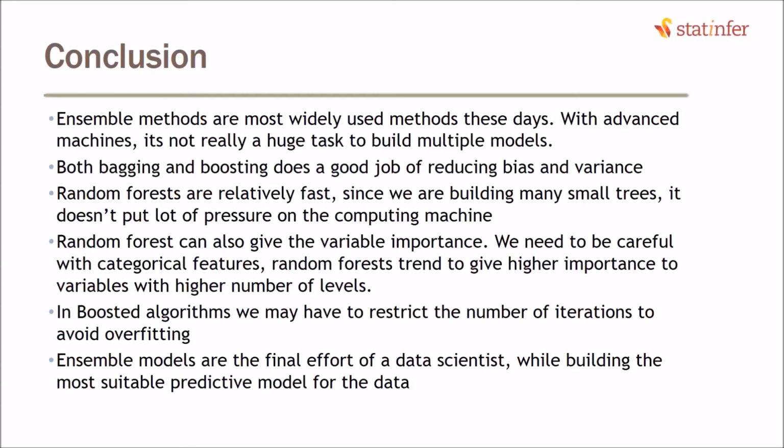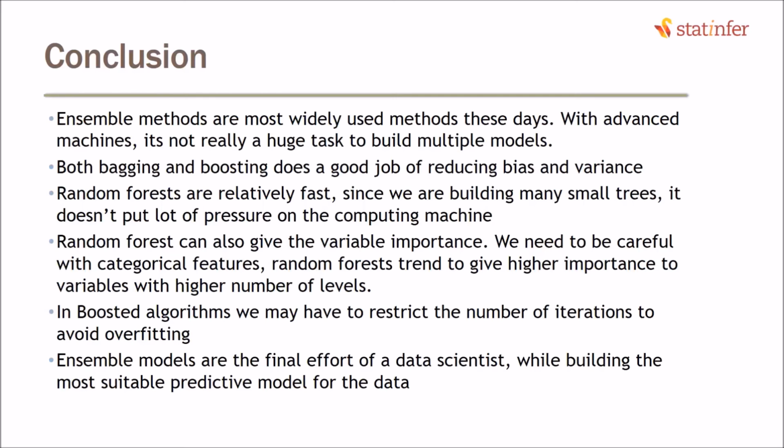Random forest can also give variable importance. At the end of the random forest we can get a matrix with variable importance. We need to be careful with categorical features. Random forests tend to give higher importance to variables with a higher number of levels. In boosted algorithms, we may have to restrict the number of iterations to avoid overfitting. The more iterations you give, the boosting algorithm will definitely reduce the error, but what really matters is testing error. So to avoid overfitting, choose the optimal number of iterations in the boosting algorithm.